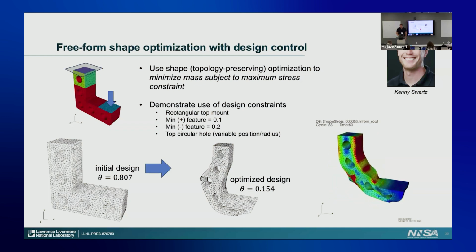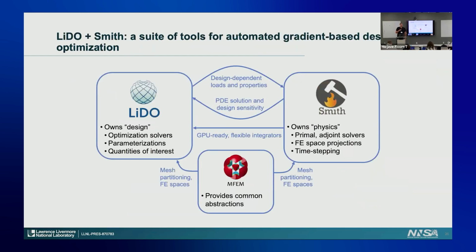All right, and so then I want to do a quick shout out to Lido. So Lido is the sister code to Serac. We both have independent lives, but a lot of these combined optimizations happen together. So what is Lido? I mentioned Smith/Serac. Sorry, the terminology is confusing, but it's what I've been talking about. Smith owns the physics in some sense and owns the sensitivities through the physics.